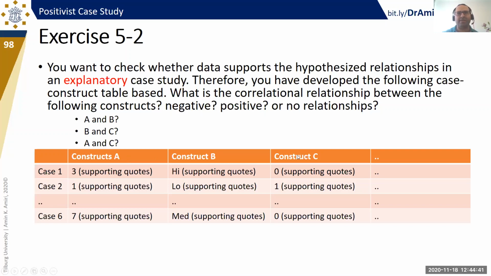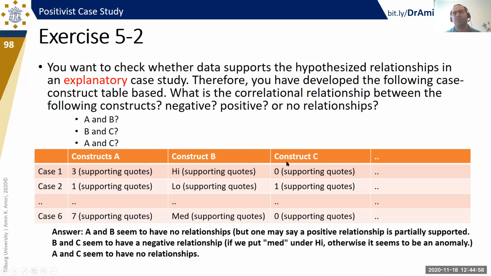How about A and C? When 7, it's 0. When it's 1, it's 1. So I can say that apparently they have a kind of negative influence on one another, or it's a negative correlation between the two. And you can do the same for construct B and C. So most of the time it will be difficult. That's why I ask you to have extreme values for these constructs so that data analysis would be easier for you.